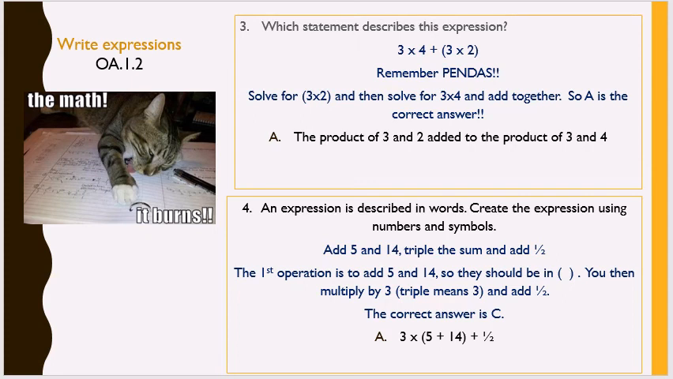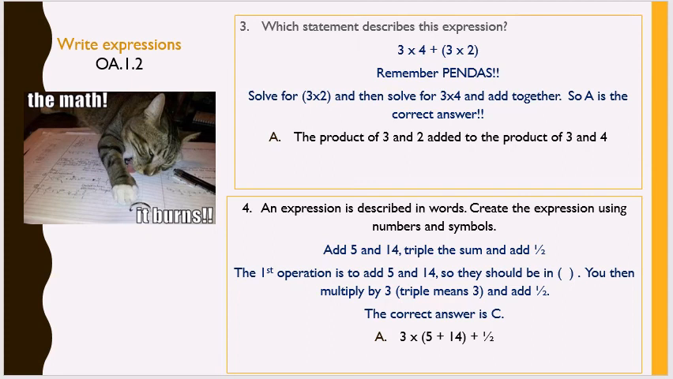So solve for 3 times 2. Then solve exponents. We have none. Multiplication was next. So we're going to solve 3 times 4. Addition would be next, and you would add them together. So A would be the correct answer. The product of 3 and 2 added to the product of 3 and 4.